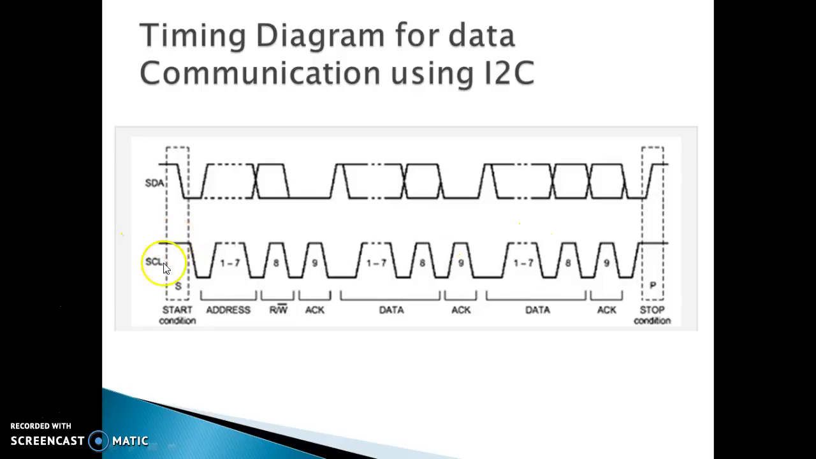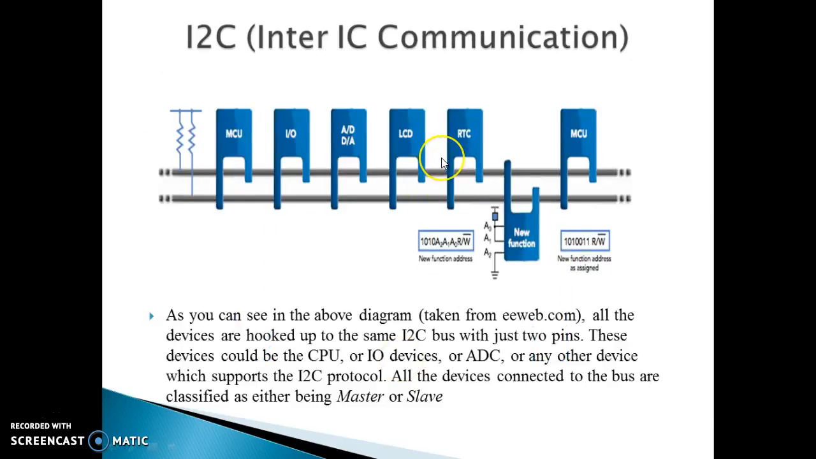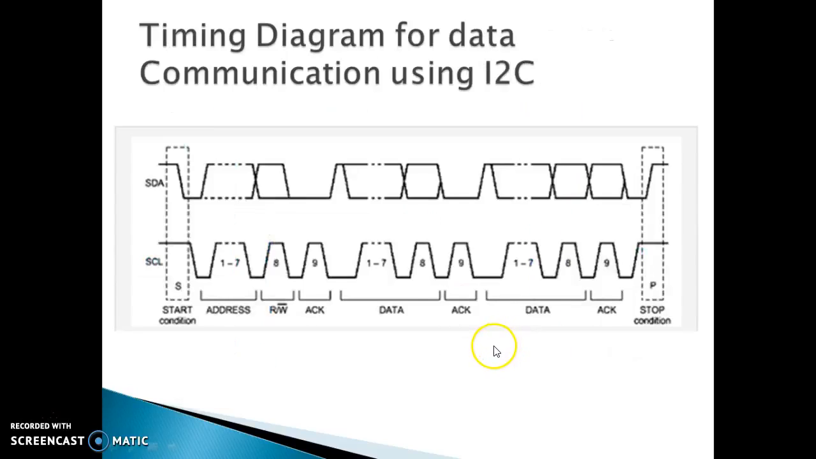Finally, when the microcontroller finishes sending data, it will send a stop pulse or stop condition, and all the devices will understand that communication is over. Now any other device can again initiate communication by pulling the SDA line low. So this is how a microcontroller or any other device can communicate with each other using I2C. When one communication is over, the next communication can start.